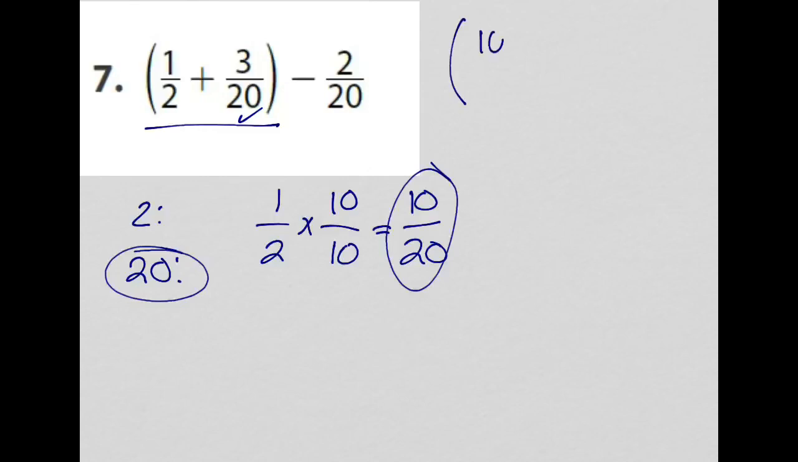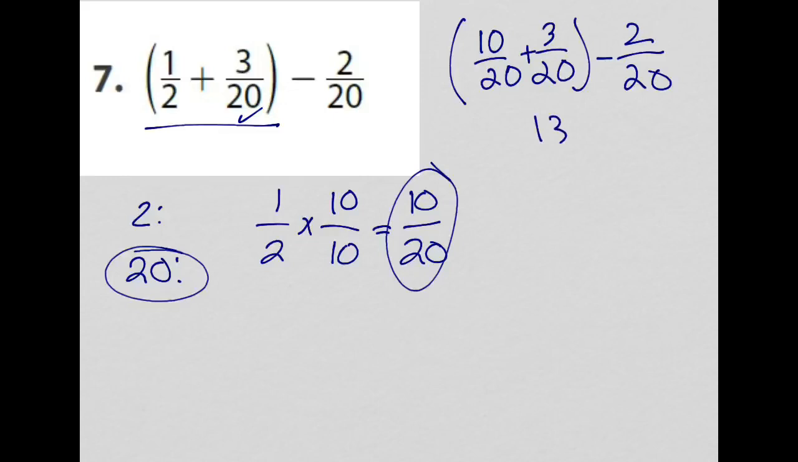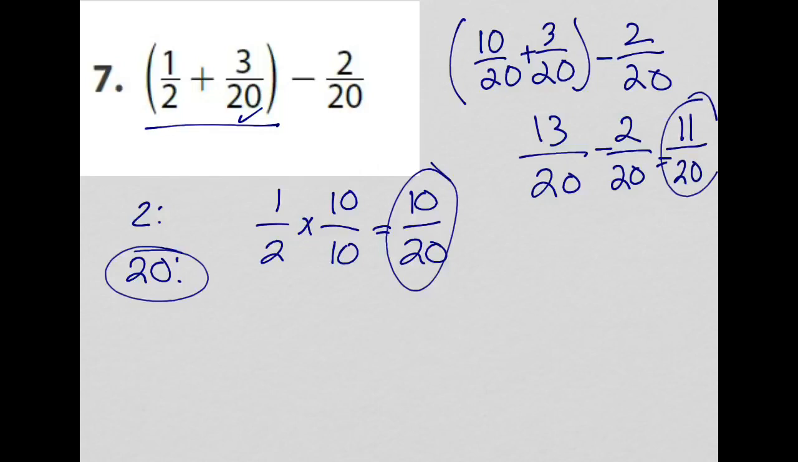So I can rewrite this as 10/20 plus 3/20 minus 2/20. So 10/20 plus 3/20 is going to be 13/20. Remember, I don't do anything to that denominator. Minus 2/20. 13 minus 2 is 11/20. So my final answer is going to be 11/20 for this problem.